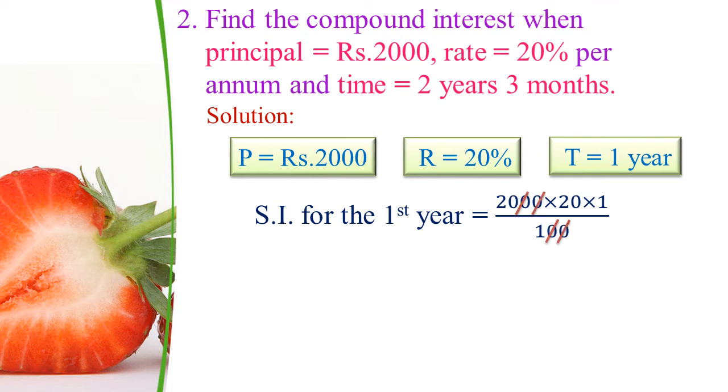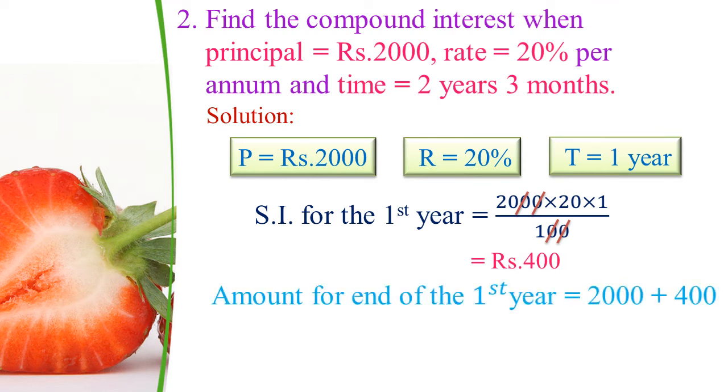Another 0 and 0 also gets cancelled out. So 20 multiplied by 20, we get rupees 400. Let's find the amount for the end of the first year. Here we should add the principal amount and the simple interest for the first year. So 2000 plus 400, we get rupees 2400.